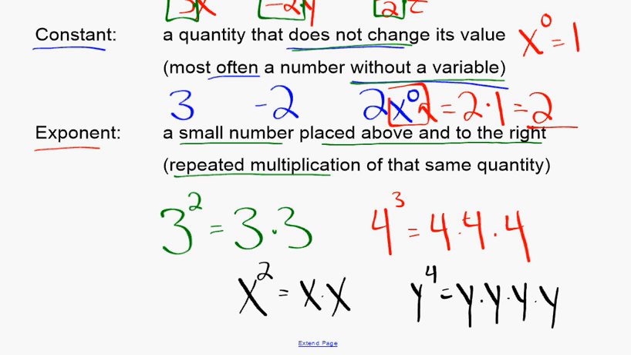You'll most often see exponents on top of variables. If an exponent is on a number, we simplify it and multiply what that is. 3 times 3 is 9. Over here, 4 times 4 times 4 is 64. You would first multiply 4 times 4 to get 16, and then multiply 16 by that other 4. That's how you end up with 64.